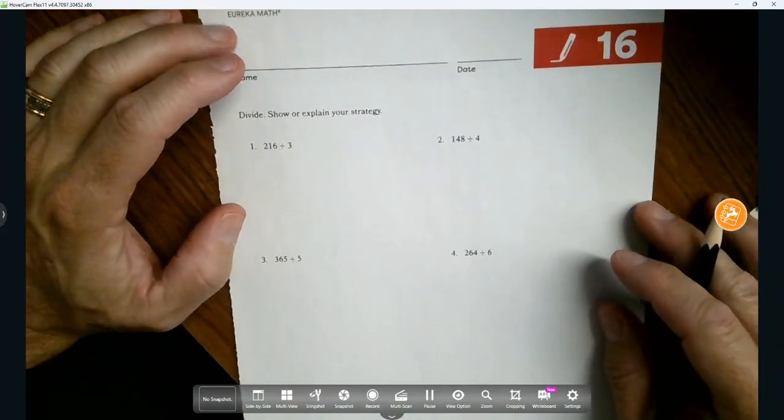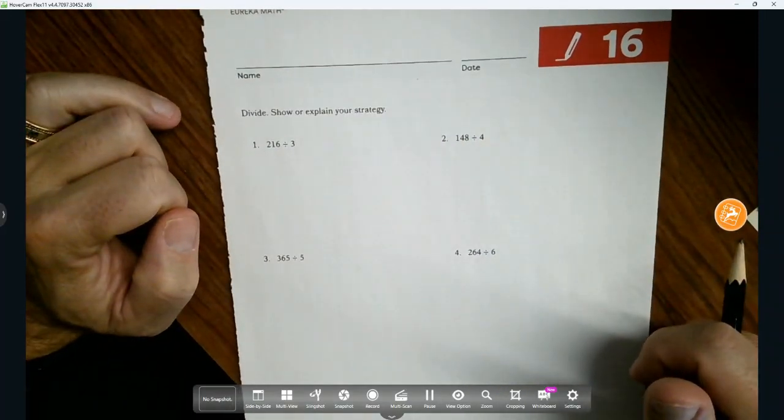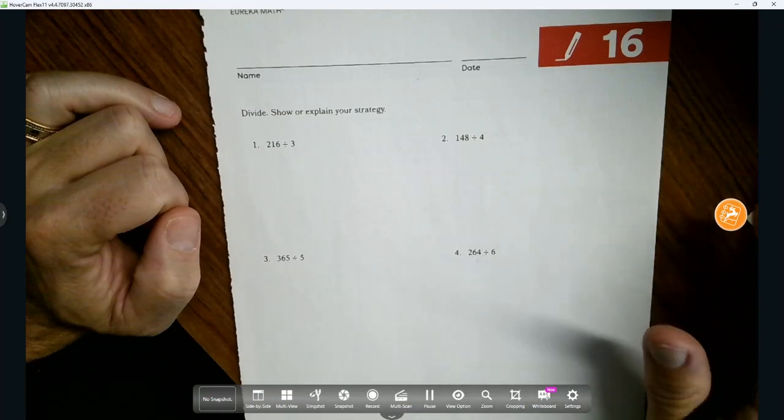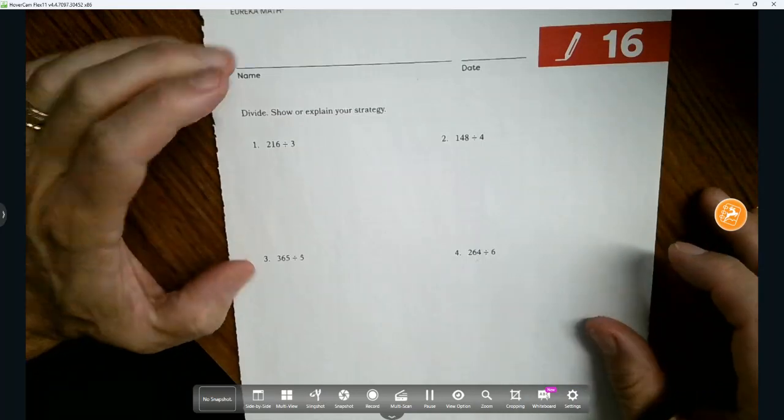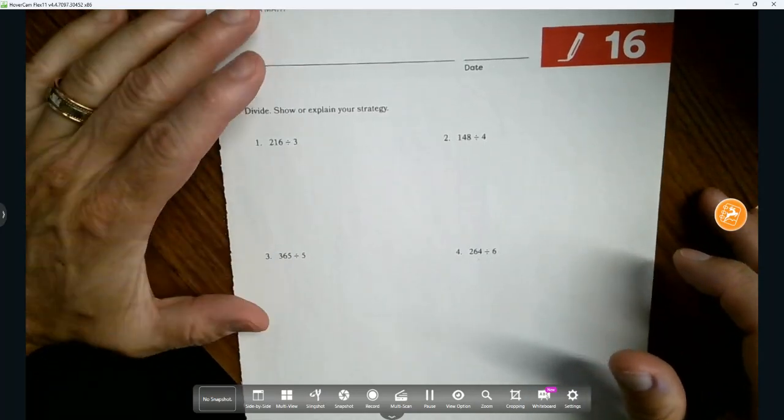All right, so show or explain your strategy. No, my class, you're going to show me your strategy. Show me what you're doing. You're not going to explain it to me. I want you to show me how you're doing it. What way works best for you?